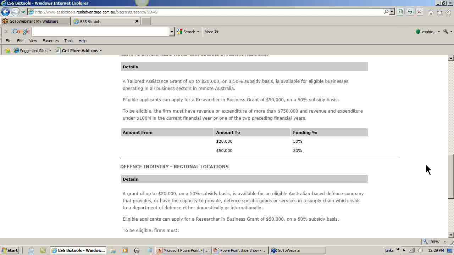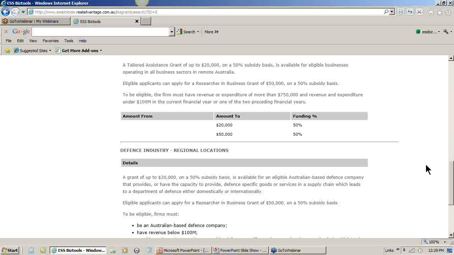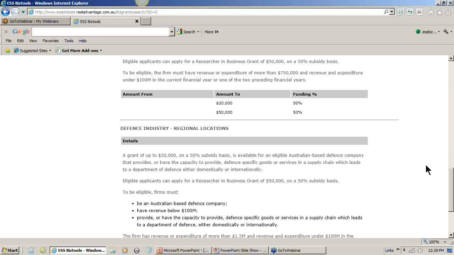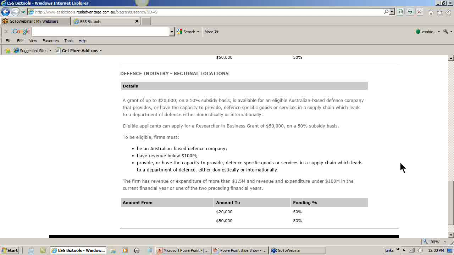And this business could also have applied for Enterprise Connect under another category called defence industry, because it was a business doing work for the defence industry, but you can only claim that once. You can't double dip, so they can take their pick whether they're applying for it under the regional locations or defence industry. So hopefully that gives you some idea of the grants that are available.